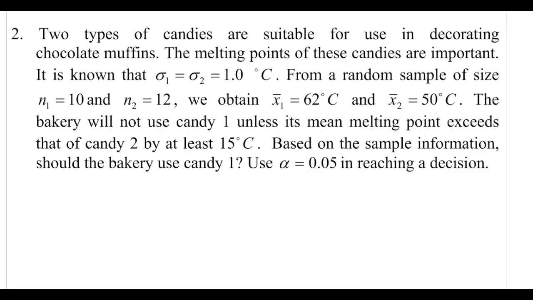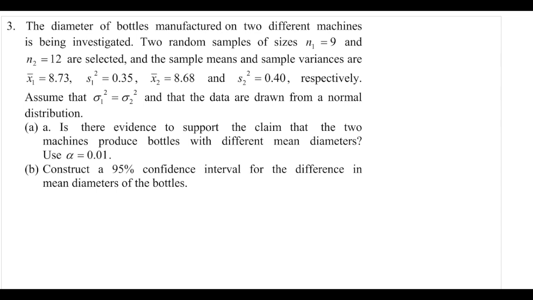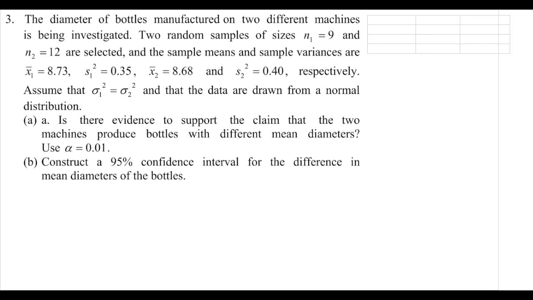Question 2 has been discussed in the ANOVA part 1 video, so please have a look at that video. On to question 3. You are given two groups, group 1 and group 2. So you have the sample size, sample mean, and sample standard deviation. N1 is 9, N2 is 12. X bar 1 is 8.73, X bar 2 is 8.68, and S1 is square root of 0.35, S2 is square root of 0.40.